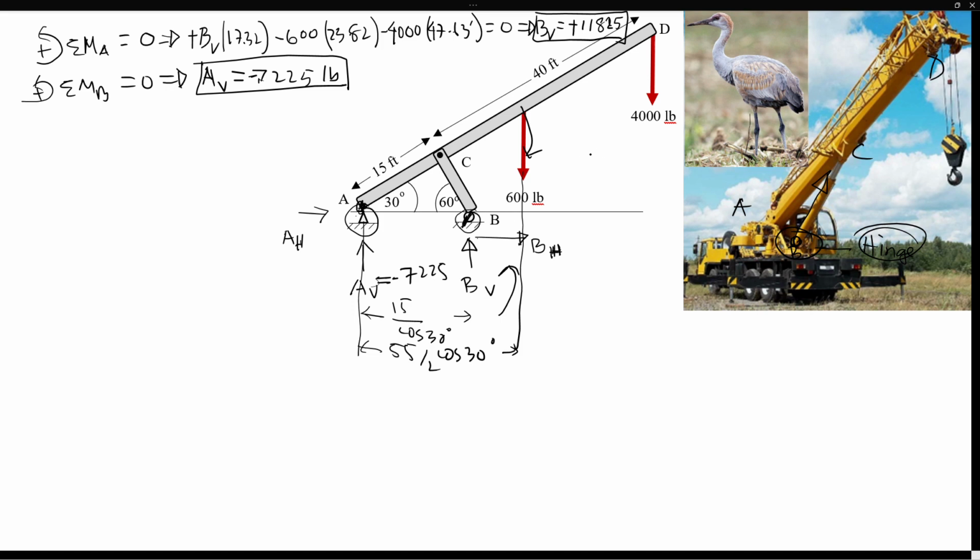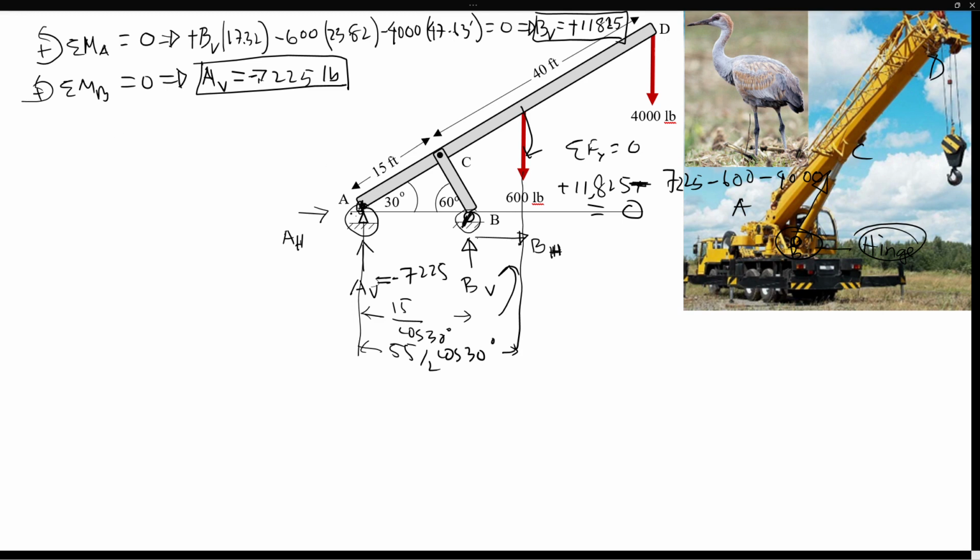If you do summation of Y now, you can check whether this is 0 or not. So you have basically plus 11,825 at B, minus the 7,225 at point A, minus 600 is the boom weight, minus 4,000 is the load this crane is pulling, and everything will be basically 0. So our calculation was fine here.